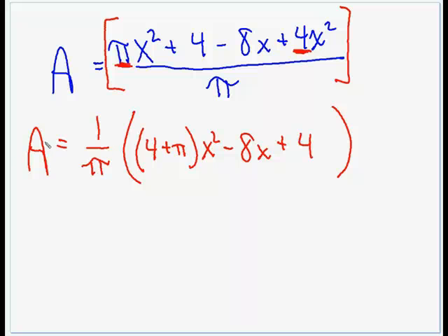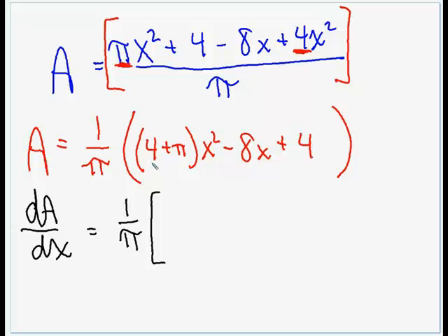Now it's all in a single variable x, and it's cleaned up enough that it shouldn't be too bad to take the derivative. So we're going to do dA dx. This 1 over pi, pi is an irrational number, but it's just a number anyway, and that is the constant multiple rule. So when we take this derivative, that 1 over pi will remain. Let's see what happens in here now. 4 plus pi, again, that's just a number.